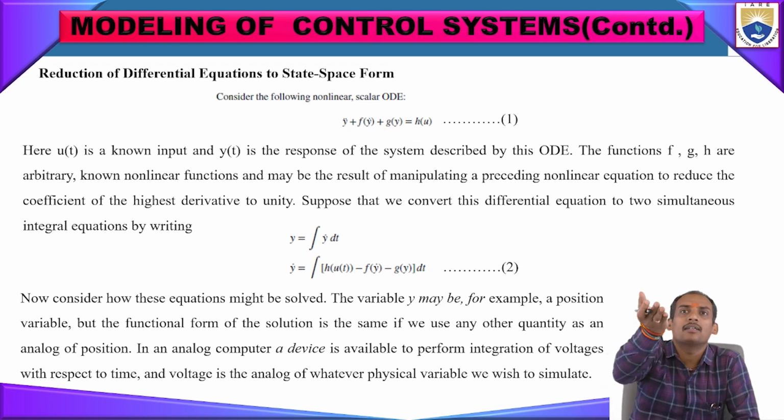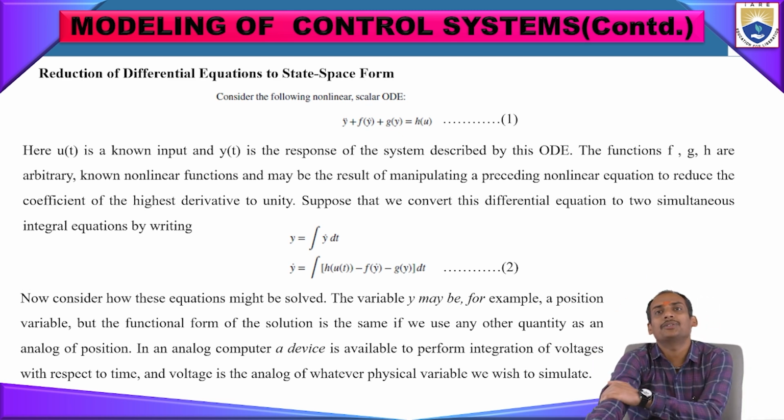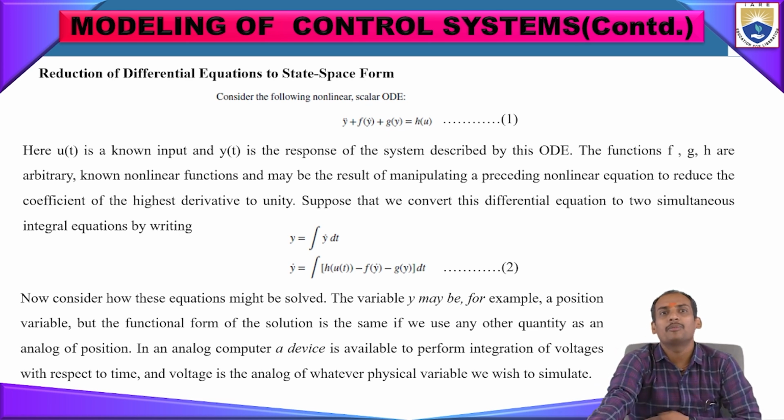I mean, in the integration of y dot, h of u minus f of y dot will also be included, and g of y also will be included in this integration. So the variable y may be an example of a position variable only. The form of solution will be used for any other quantity which is an analog of position.